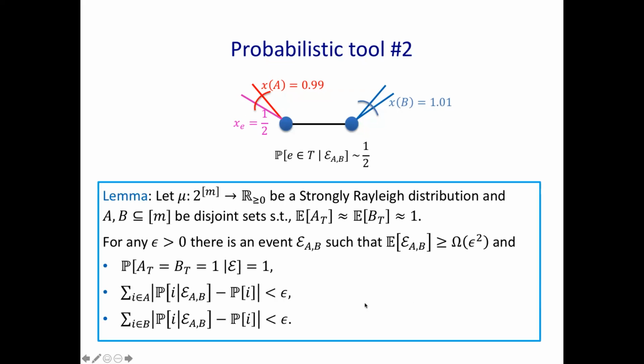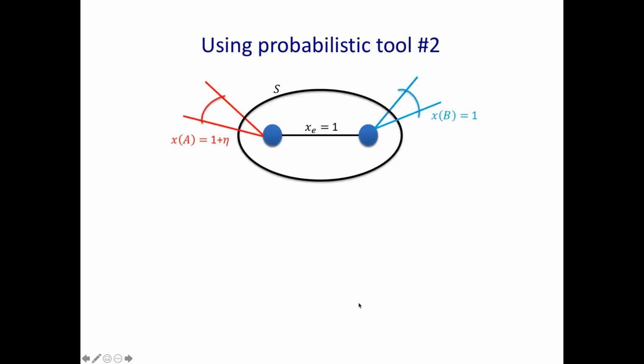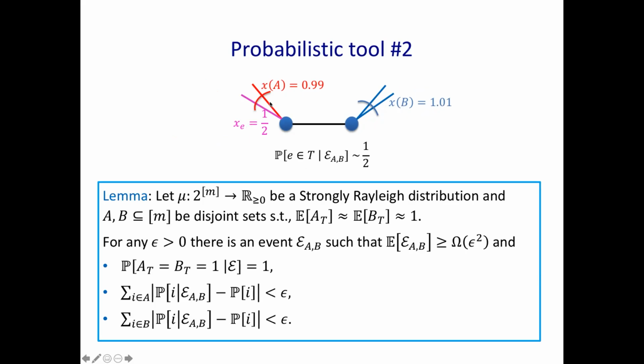And here it is written formally, but it just matches what I said. For any 2 sets A and B with expectation close to 1, there's a marginal preserving event, EAB, of constant measure, in which each of A and B have intersection 1 with the tree. So the difference is that here it's marginal preserving, whereas previously, in the previous lemma, it wasn't. Exactly. So if you don't use this lemma, then it could be that when you condition on A to be 1 and B to be 1, certain edges have very high probability and certain edges have very low probability. So it may skew the distribution quite a bit.